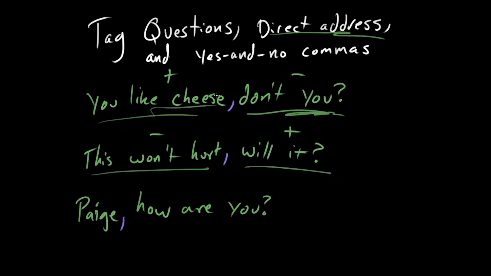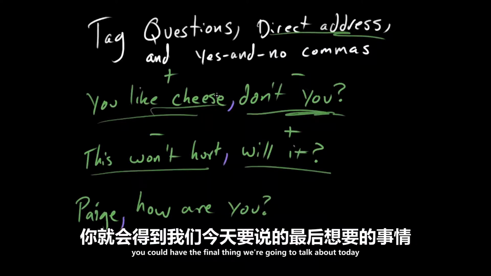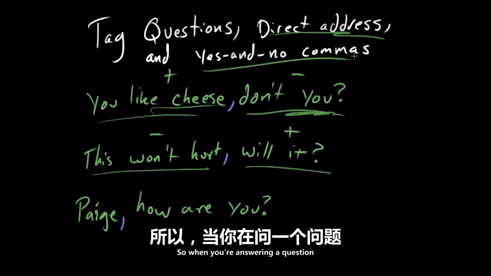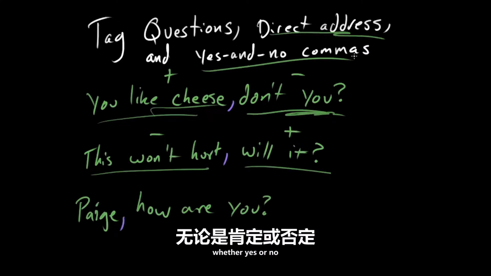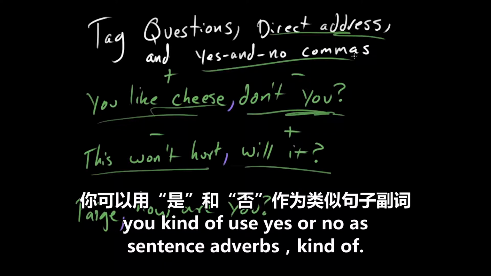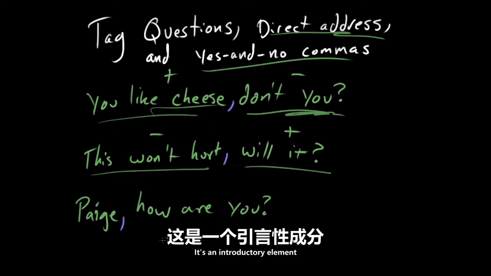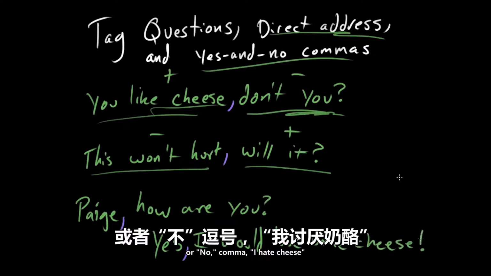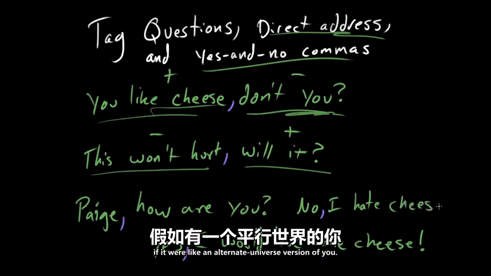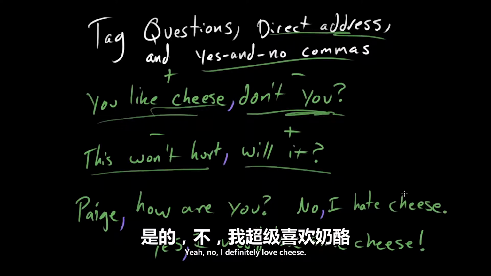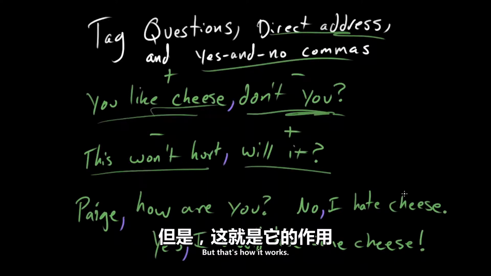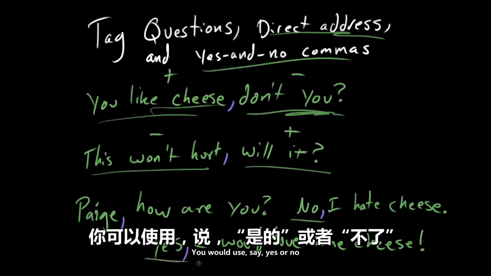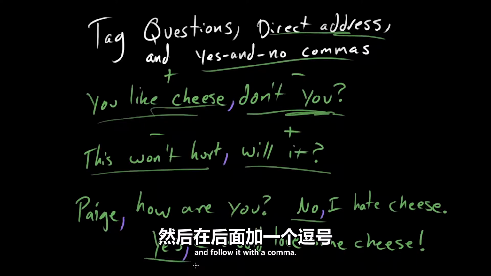So then in that response, actually, you could have the final thing we're going to talk about today, which is yes and no commas. So when you're answering a question, whether yes or no, you kind of use yes or no as sentence adverbs, kind of. It's an introductory element. So you would say, yes, comma, I would love some cheese. Or no, comma, I hate cheese. If it were like an alternate universe version of you. Yeah, no. I definitely love cheese. But that's how it works. You would say yes or no and follow it with a comma.